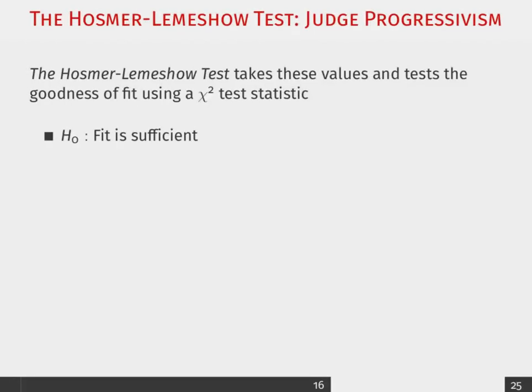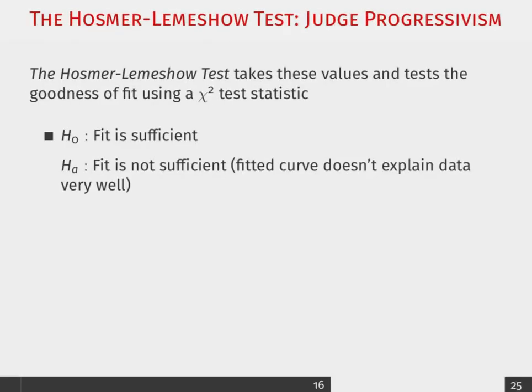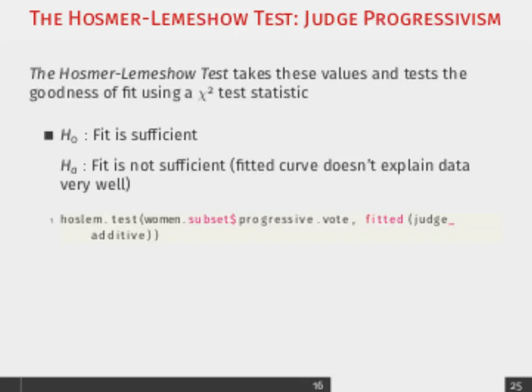Now, what's interesting is that we can do this also for our judge progressivism example, in which case we can use a chi-square test statistic to see whether or not we have sufficient fit. So again, since we're using proof by contradiction, our null is going to be that there is sufficient fit, and our alternative is going to be that the fit is not sufficient. So again, we can compare the normal fitted values along the logistic function to those that we get from the HL test, and we're seeing whether or not those are different from each other, just as kind of a background reminder of what's going on here.